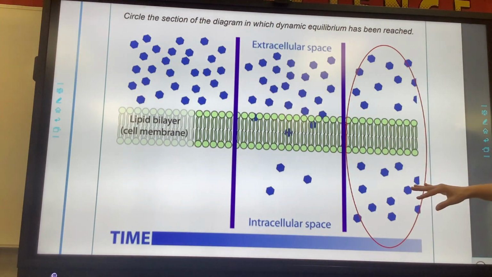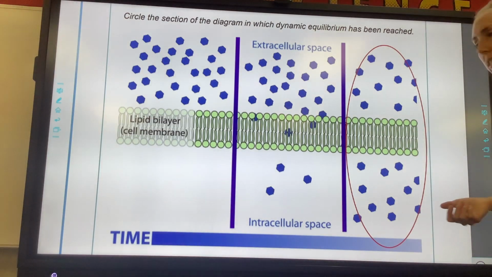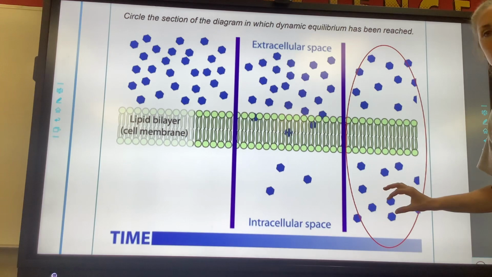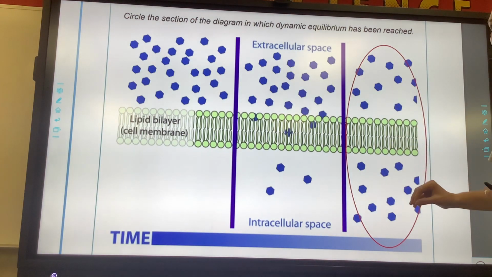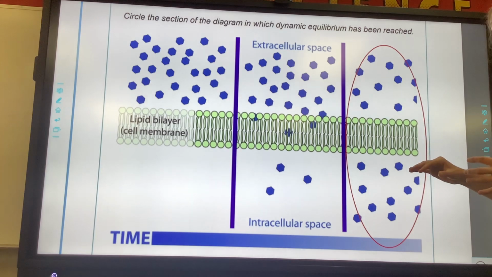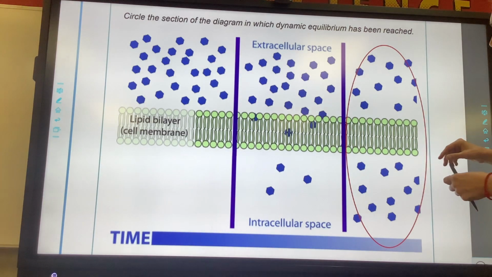This is obviously equal. If you want to check yourself, count the particles here, count the particles here. It should be even particles per space, particles per space. If there's different amounts of space, just make sure that pattern looks even. Do they look evenly spaced?